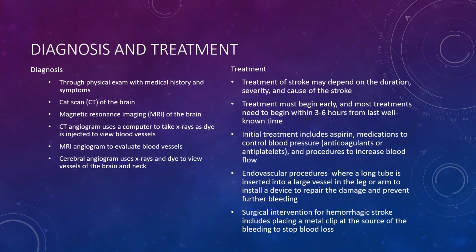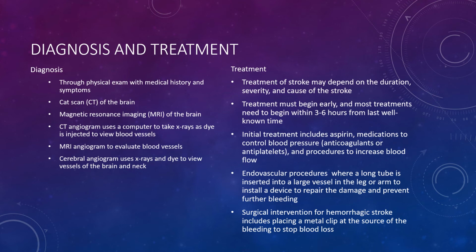Treatment of a stroke depends on the type of the stroke, the duration, severity, and the cause of the stroke. Treatment must begin early, and most treatments need to begin within 3 to 6 hours from the last well-known time. Initial treatment includes aspirin, medications to control blood pressure, anticoagulants or antiplatelets, and procedures to increase blood flow.